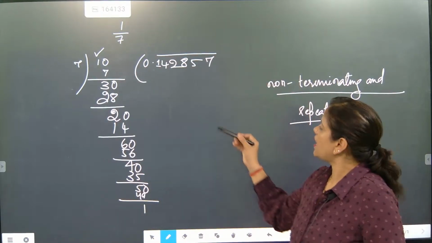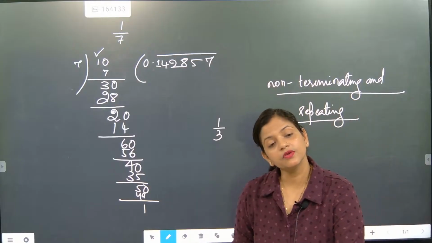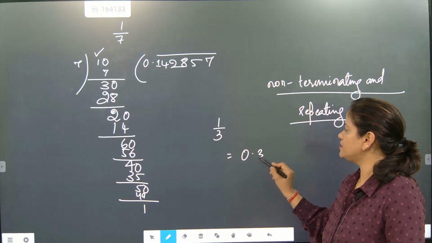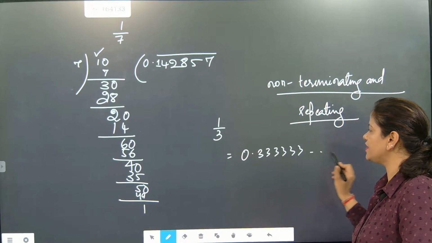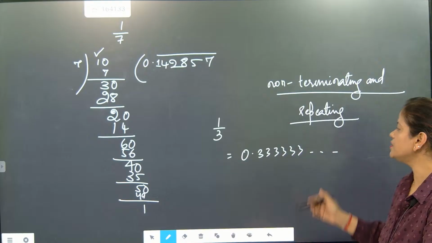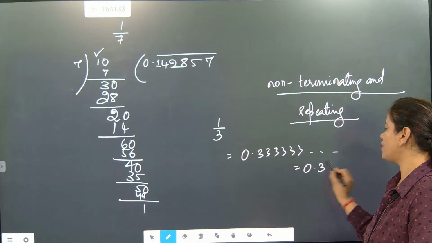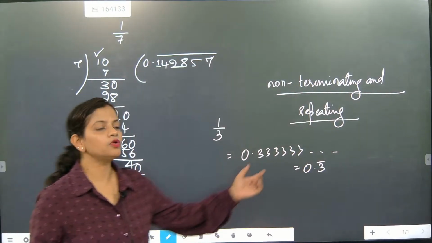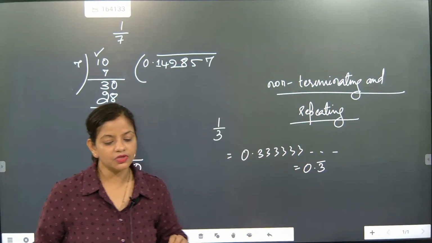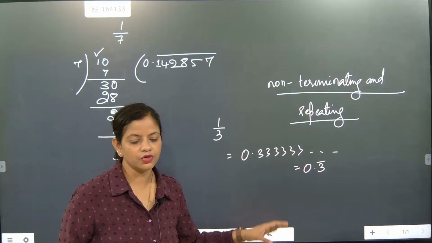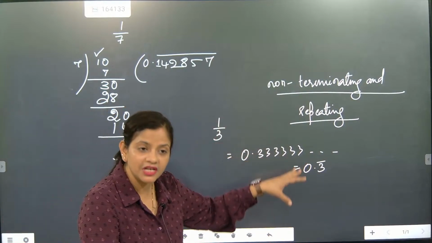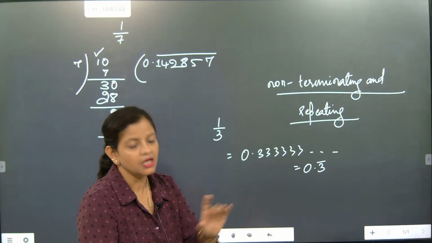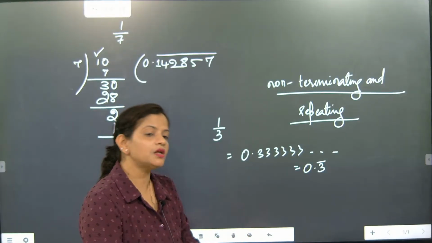So if somebody asks you 1 by 3, what answer are you going to give? 0.33333333 will keep coming. You can't stop it. So when you can't stop it, what are you going to write? 0.3 bar. So what are you going to say about this number? These numbers are non-terminating and repeating. So these are the basics of mathematics first. Understood? So these numbers are what? Non-terminating and repeating. They belong to rational numbers. They are not irrational numbers. They belong to rational numbers. Understood?